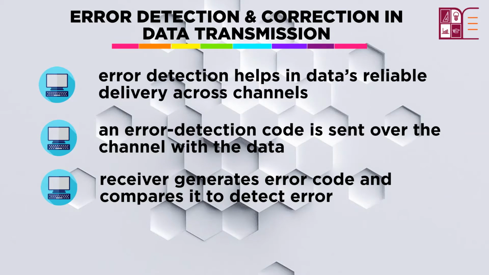Some kind of algorithm is applied before the transmission of data to produce an error detection code that is usually sent over the channel with the data. The receiver applies the same algorithm and generates error code from the received data, then compares it with the error code generated at the sender's end. If both codes are the same, then it means the data received is error-free. Otherwise, the received data is considered incorrect and the receiver acts accordingly.